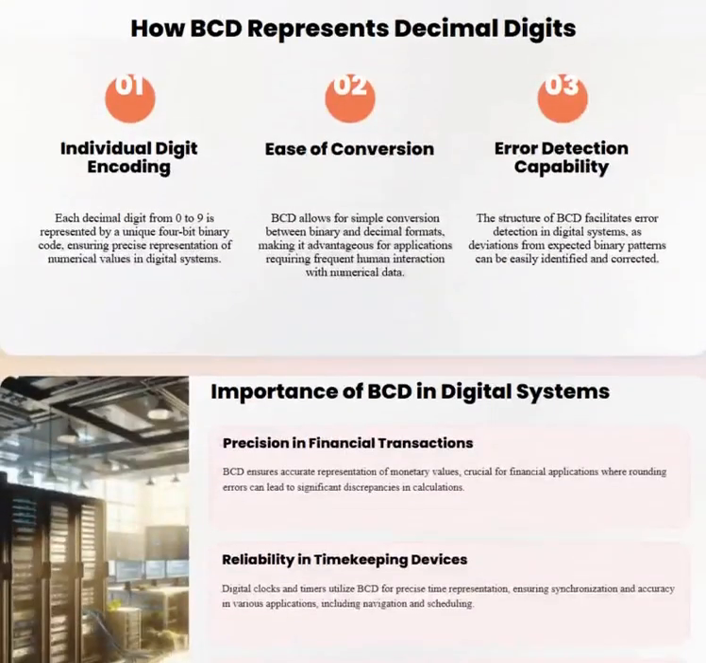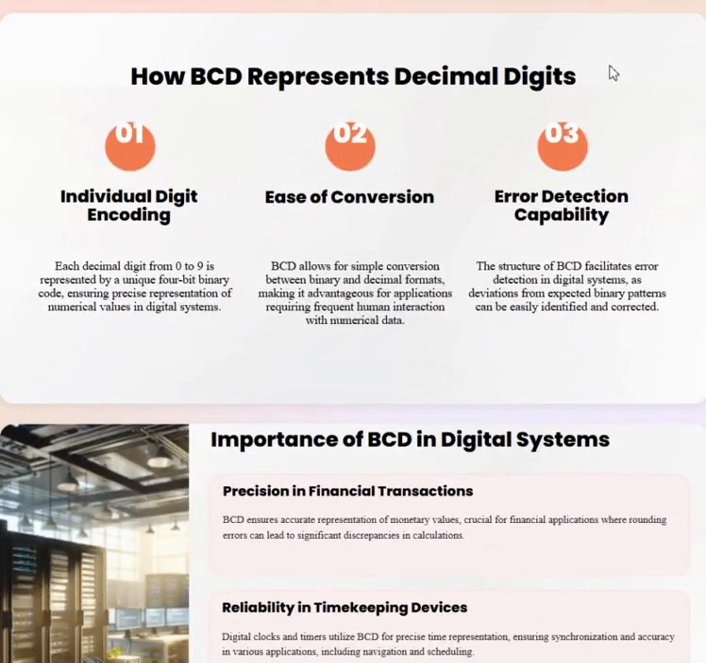So how BCD represents decimal digits. The first one is individual digit encoding. Each decimal digit from 0 to 9 is represented by a unique 4-bit binary code, which ensures precise representation of numerical values in the digital system.